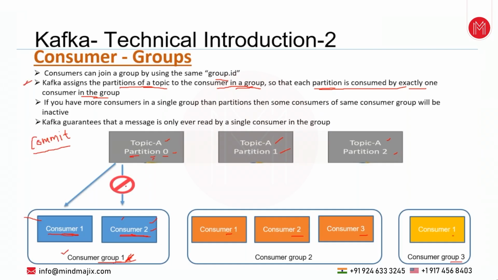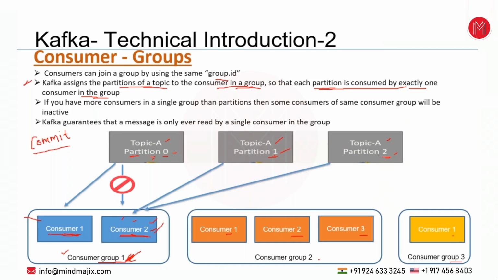But this consumer 2 can consume the messages from either partition 1 or partition 2, because from consumer group 1, partition 2 has not been consumed yet. So it can consume from partition 1 and it can consume from partition 2 also. But consumer 1 from the same consumer group ID cannot consume from partition 1 and partition 2, because already one consumer is consuming with the help of the same consumer group ID.